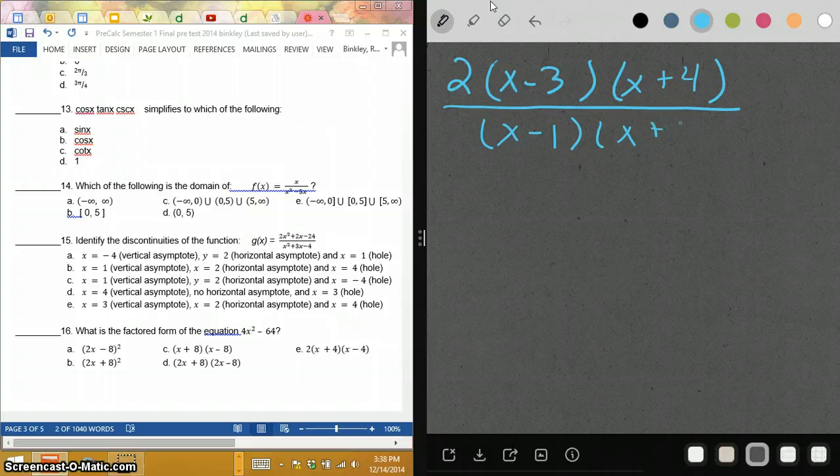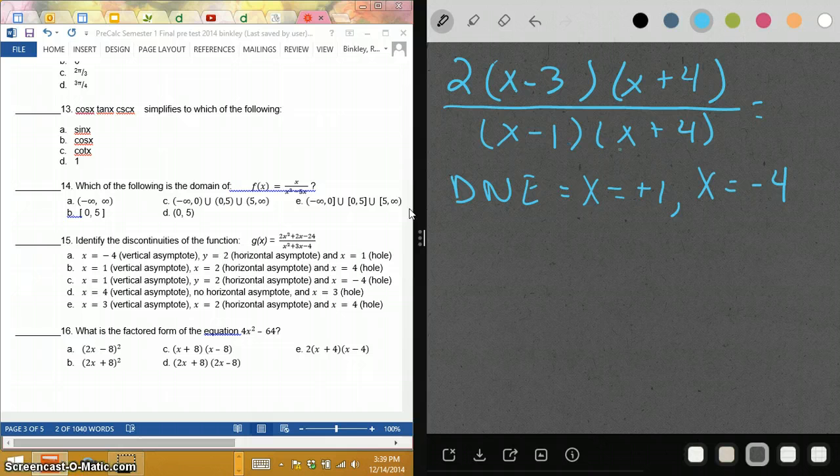Now, the reason I wanted to do it this way is because it makes it really obvious where your holes are. So really quickly, let's look at the vertical asymptotes here, or where this function does not exist. That will be where the denominator equals 0, and that is where x equals positive 1 and x equals negative 4. Both of these numbers will make the denominator 0, in which case the equation does not exist. However, one of these is a hole and one of these is an actual vertical asymptote.